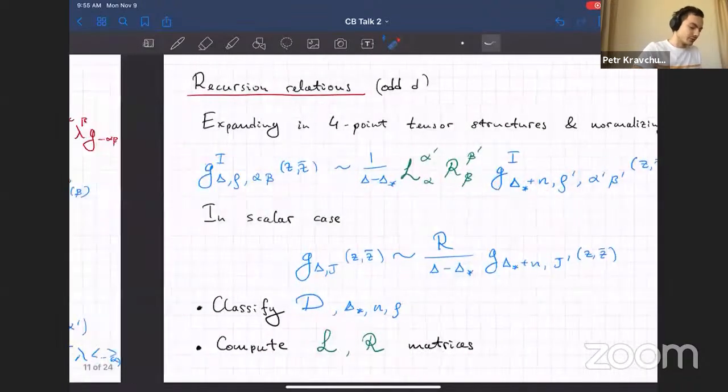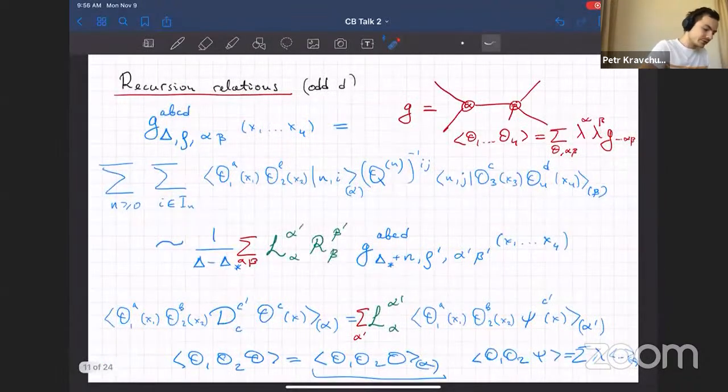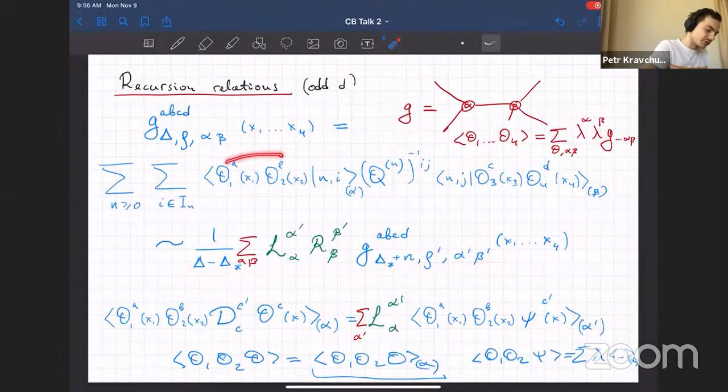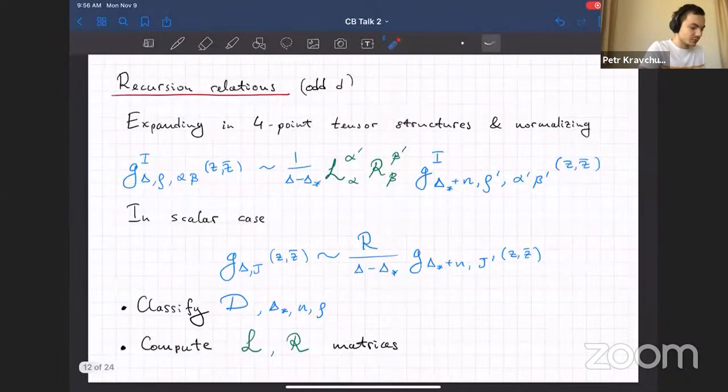So let's move on. If we go to this expression here, I have written explicitly the indices of these operators A, B, C, D, and everything depends explicitly on x1 through x4, and the same on the left-hand side. And these conformal blocks, as we discussed last time, you can expand in terms of basis 4-point tensor structures, and then they become functions of cross ratios.